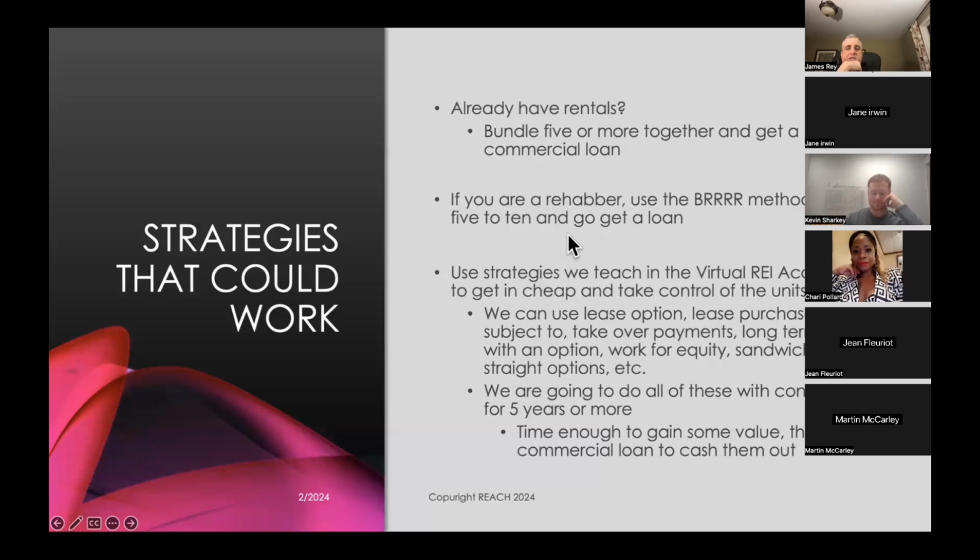Stuff like lease options, lease purchases, takeover payments, long-term leases with an option, work for equity, all sorts of different things you can do. And what you're going to do with all these is make the contracts 5 years or more. And then as they become more and more valuable, when you do cash them out, you can put them all underneath one commercial bundle, or you can sell all 5 of them, and I'll show you how to do that in a minute, and actually leapfrog into a commercial unit. And again, Jane and Sharon, this is not my area of expertise, so feel free to jump in anywhere.